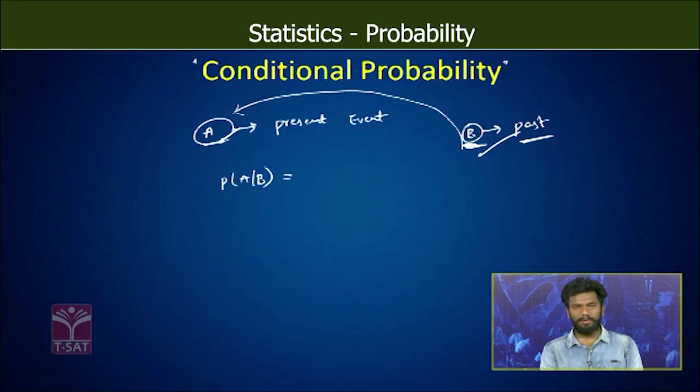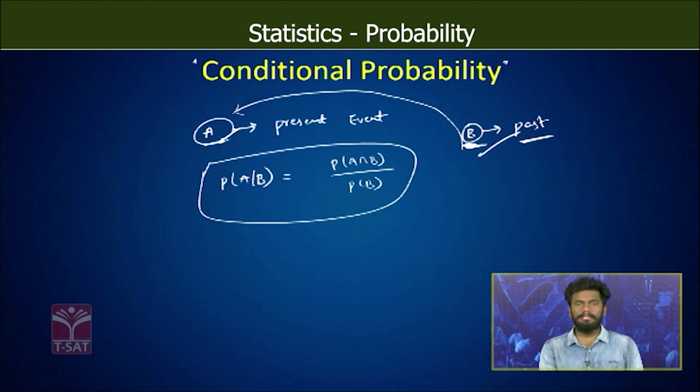It is denoted by P of A given B. It is nothing but the probability of occurrence of event A given that B has already occurred, and it is given by probability of A intersection B divided by probability of B. We will see an example regarding this conditional probability in the last. So first we'll continue the topic from here.